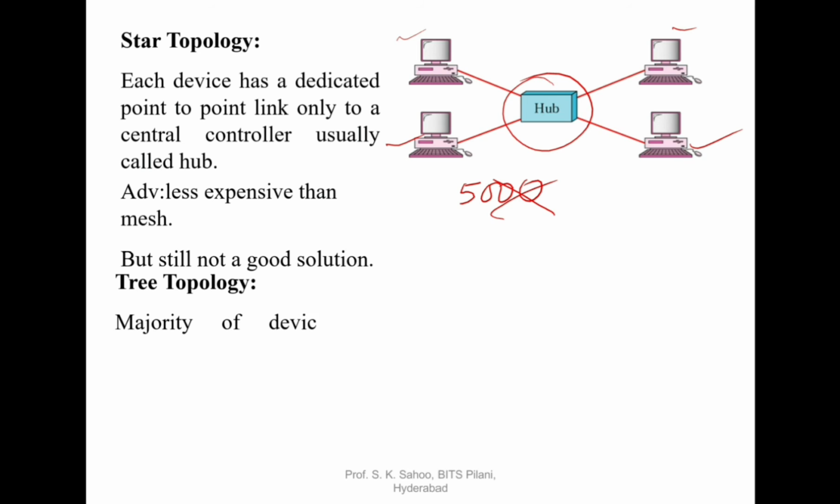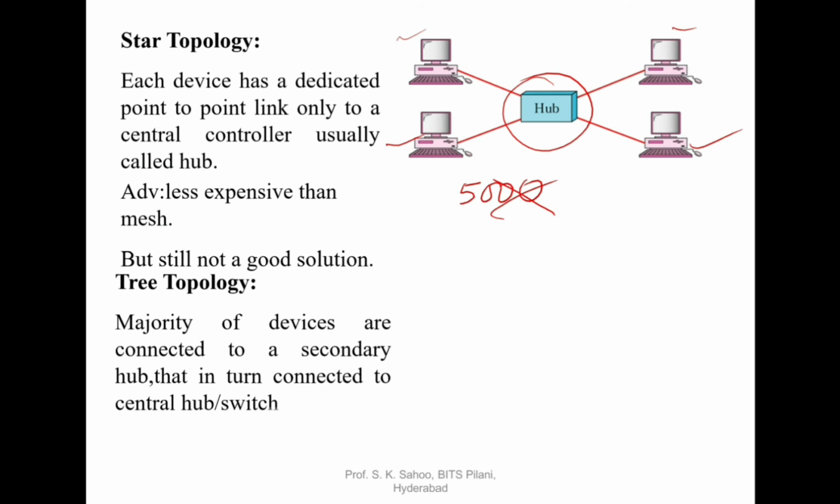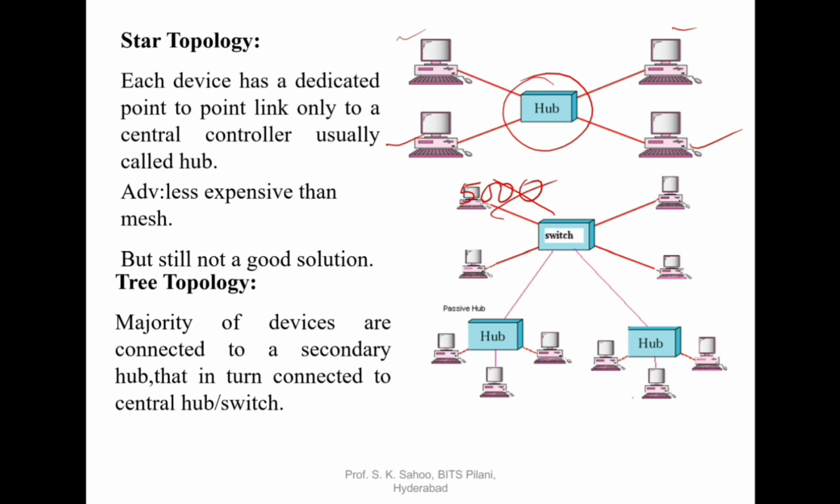In tree topology, what is done? Majority of the devices are connected to a secondary hub, that in turn is connected to a central hub or switch. Generally what is done, let us say this is the topology. This is the switch. Let us say this is at the main office, Institute Computer Center. This is ICC, Institute Computer Center, and this is, let us say, one hostel. This is hostel 1, this is hostel 2.